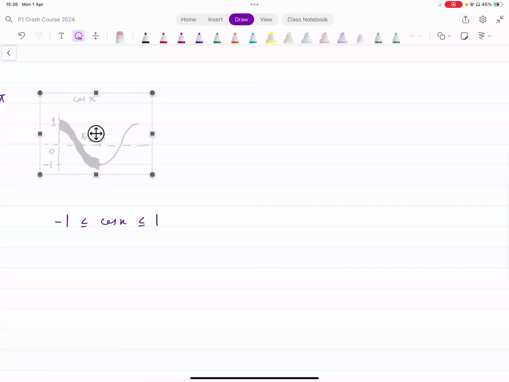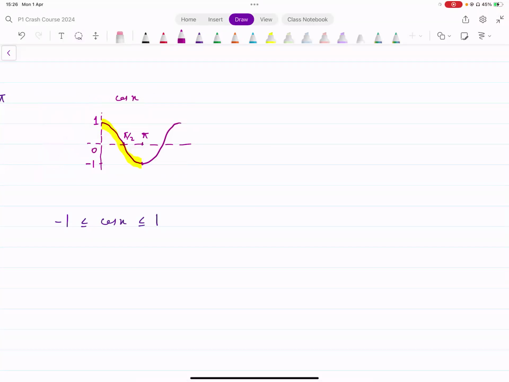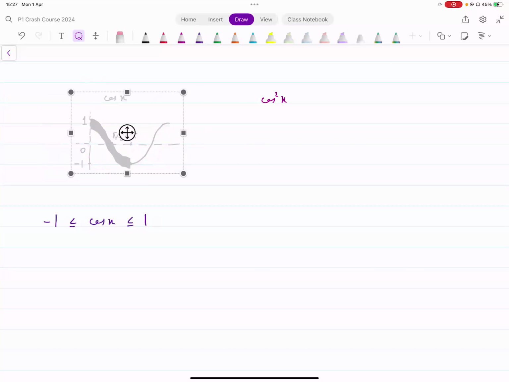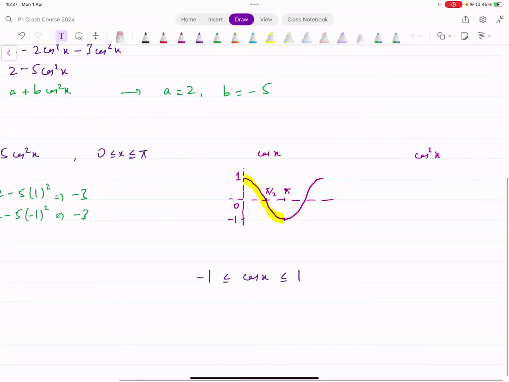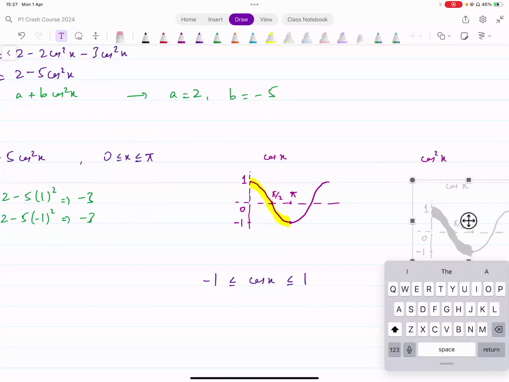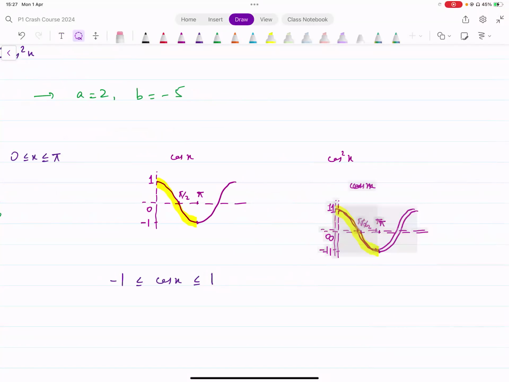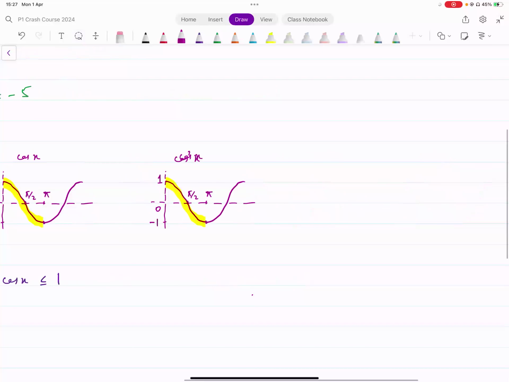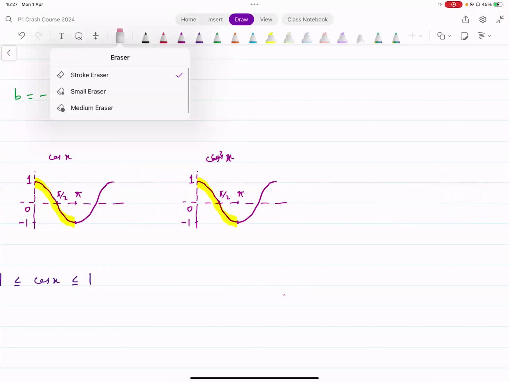I showed you how the graph of cos x looks like. This is how the graph of cos x looks like. Now, you don't necessarily need to know the graph of cos square x as such, but if you just think about it, what would that look like? If I were to just copy this, what happens when we square cos of x? Let's try to understand that. Just focus on the part from 0 to pi, because that's the interval that's valid.